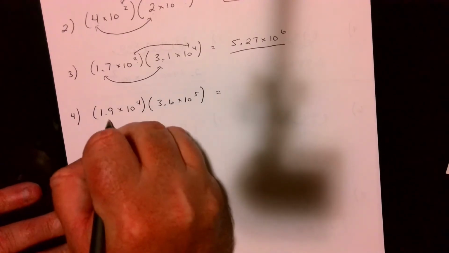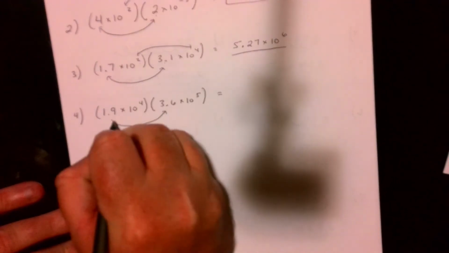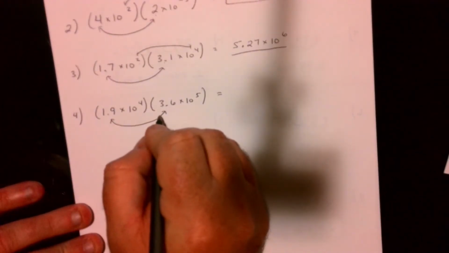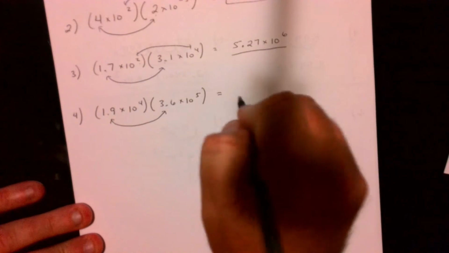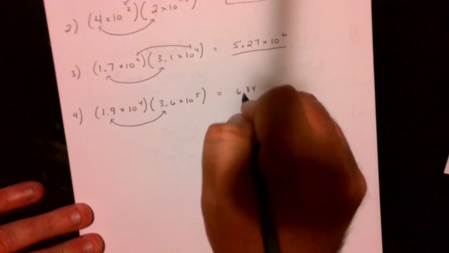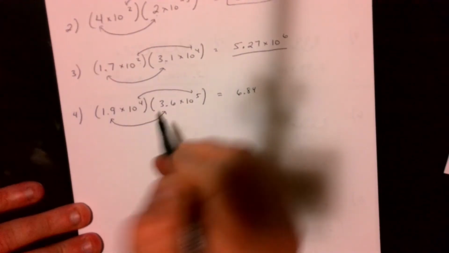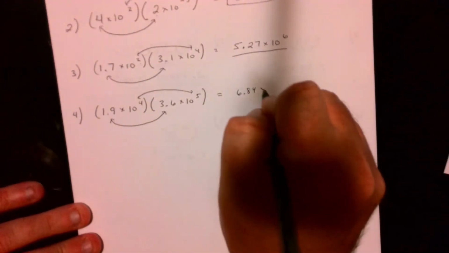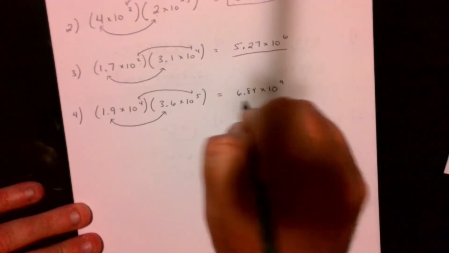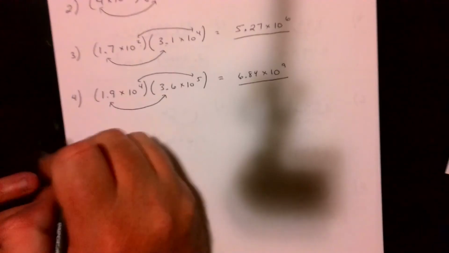In your calculator, you should have gone 1.9 times 3.6, and that should have given you 6.84. And then what do we do with the exponents again? We're just going to add those together, and we get times 10 to the 9th power. And that's it. Okay, but let's look at this situation.